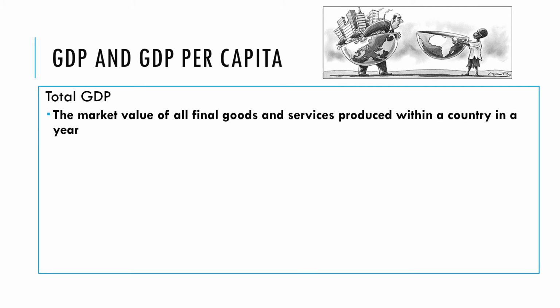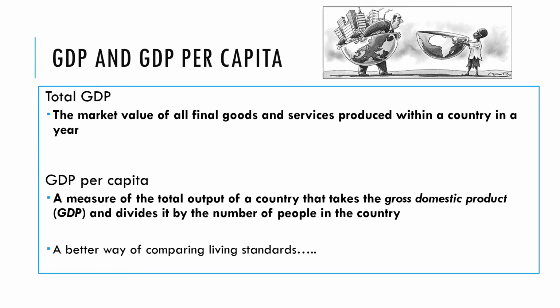Where GDP is the total value produced within a country in a year, GDP per capita is the output of a country divided by the number of people in the country. So it's GDP divided by the number of people in the country. So it's a better way of comparing living standards. So we ask that question again, what do you think is the top 10, but this time GDP per capita? What countries do you think make the top 10?